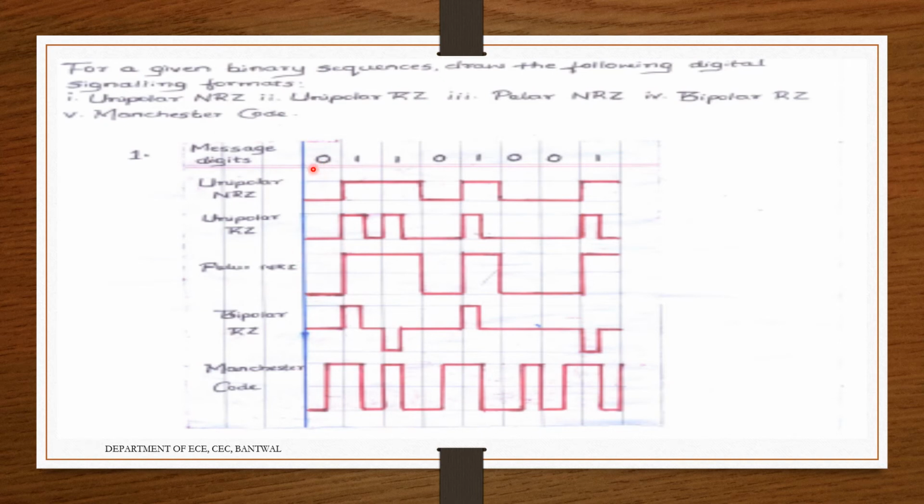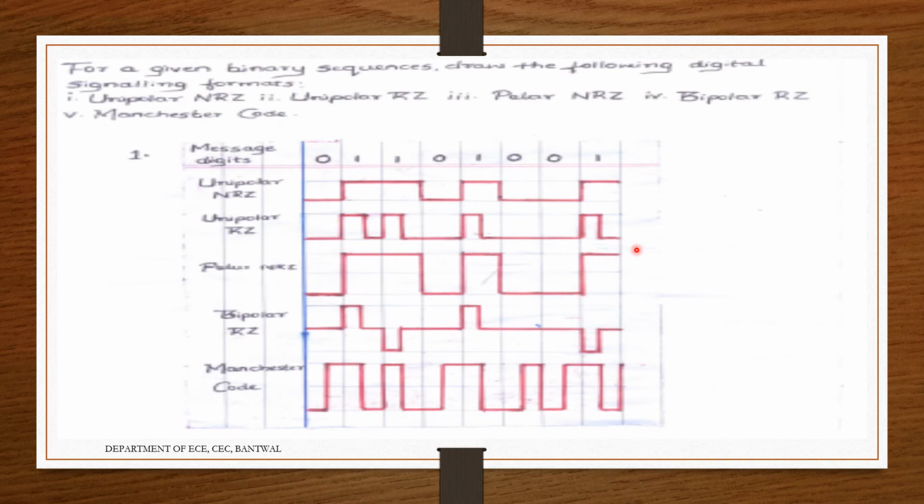So what is that? When there is a 0, it will be represented by -1. When there is a 1, it will be represented by +1. Again, when it is 0, and there is a 1, plus 1. 0, 0, -1 here, then +1.